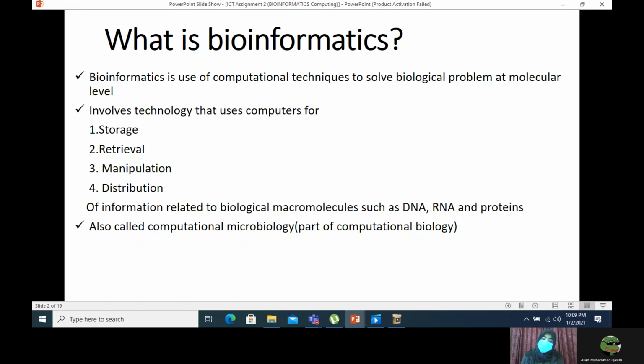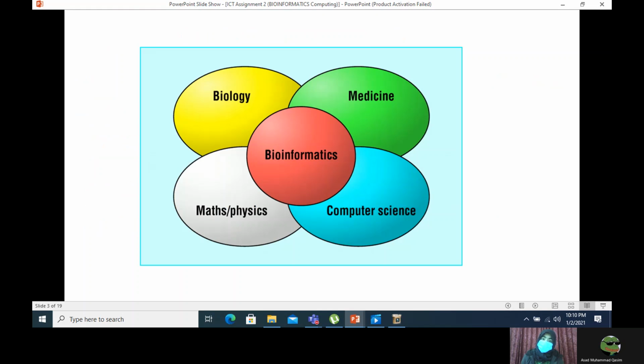All this information that we deal with in bioinformatics is related to DNA, RNA, and proteins. Bioinformatics computing is also called computational microbiology. In bioinformatics, we solve biological problems using mathematics and statistics, their operations and logics, with the help of computer science. So biology, maths, and computer science all together form bioinformatics.